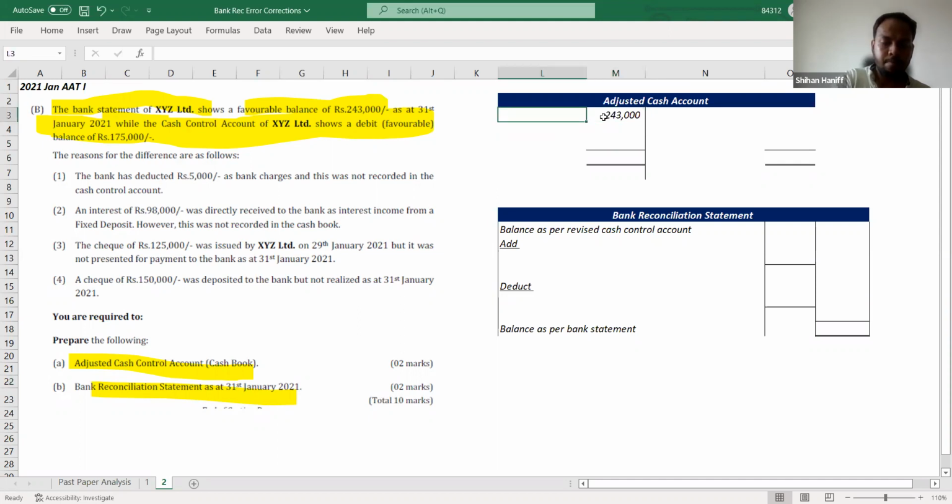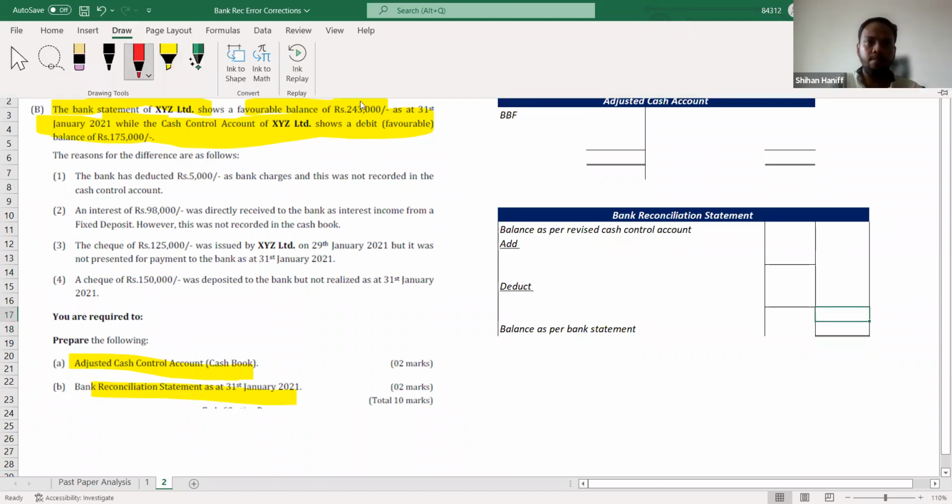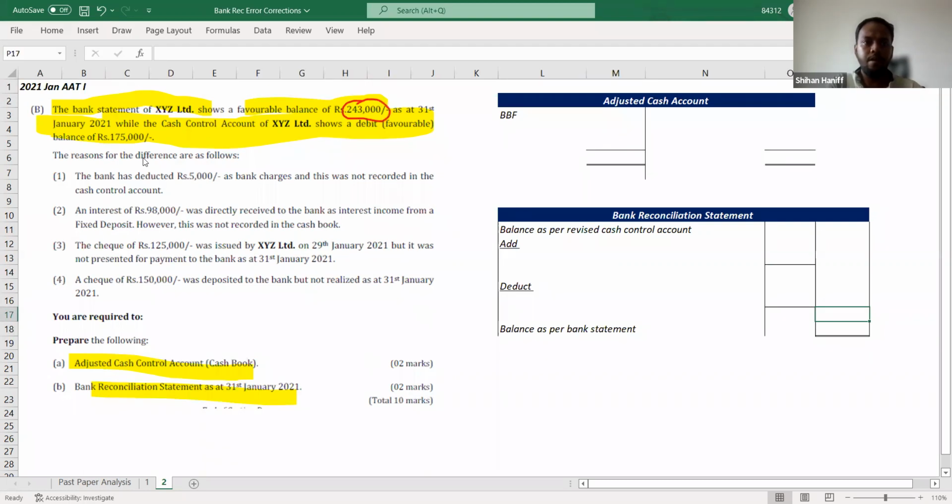Opening balance, balance brought forward. Sorry, it's a bank statement balance. Okay, it's a bank statement. That is, your final answer should be 243,000. Cash control account shows a debit, that is also favorable balance, 175. So let's write 175. Opening balance.